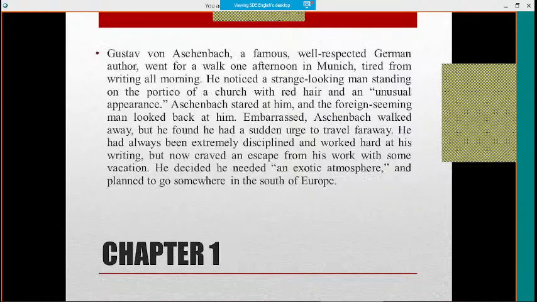Now I'll go through the important events that you have to study in each chapter. The novella is divided into 5 chapters, through which all the events are mentioned.